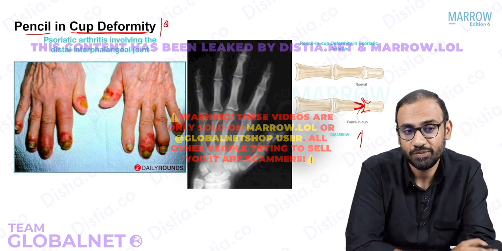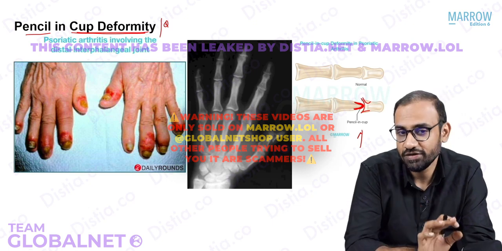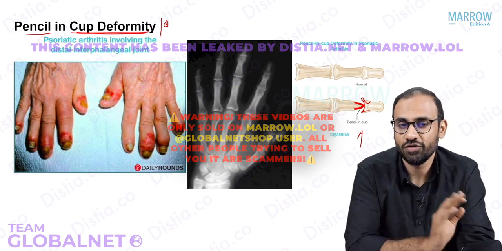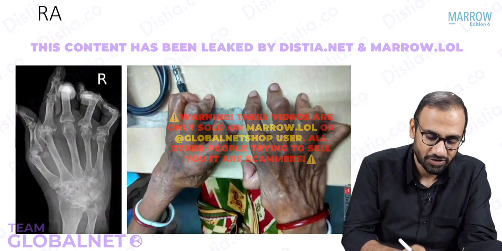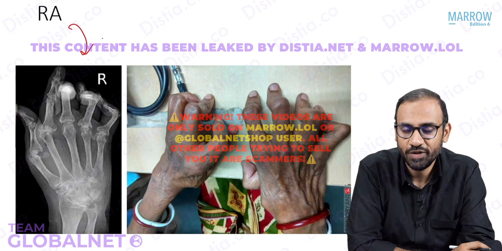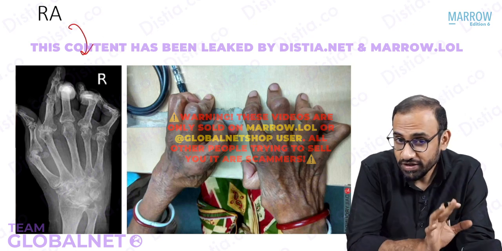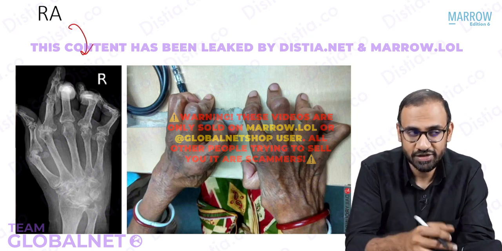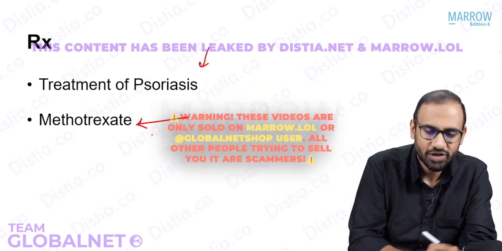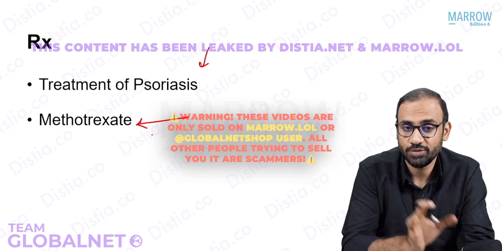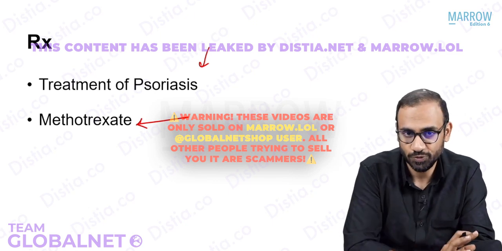Okay. Also remember, this arthritis mutilans deformity is not exclusive for psoriatic arthritis. It can occur in any type of erosive arthritis, also rheumatoid arthritis. Okay, so those are the things that you need to know about psoriatic arthritis. Treatment: treat psoriasis, and also for arthritis you can use methotrexate. Those are the things about psoriatic arthritis you should know.